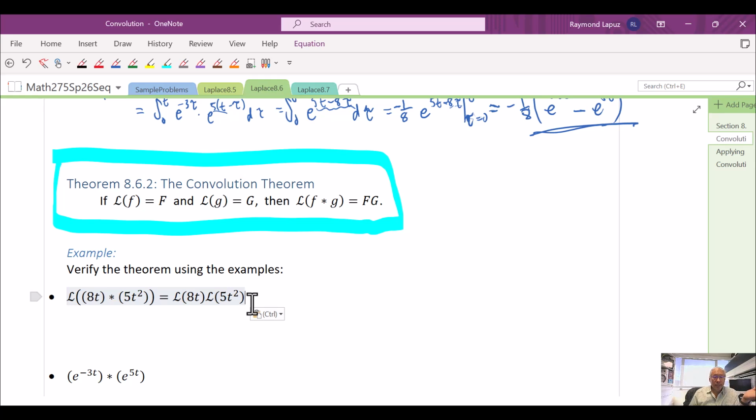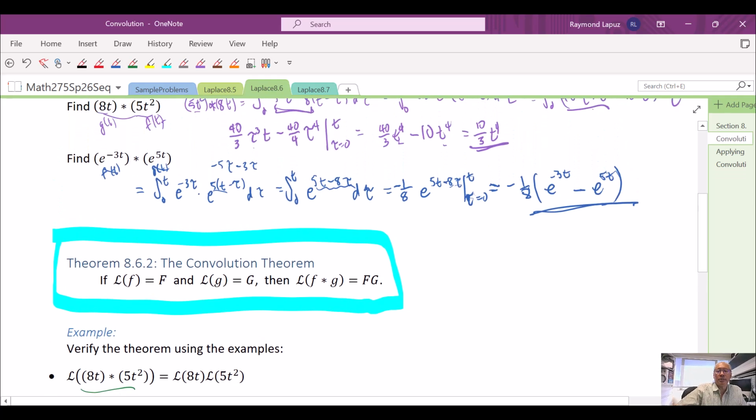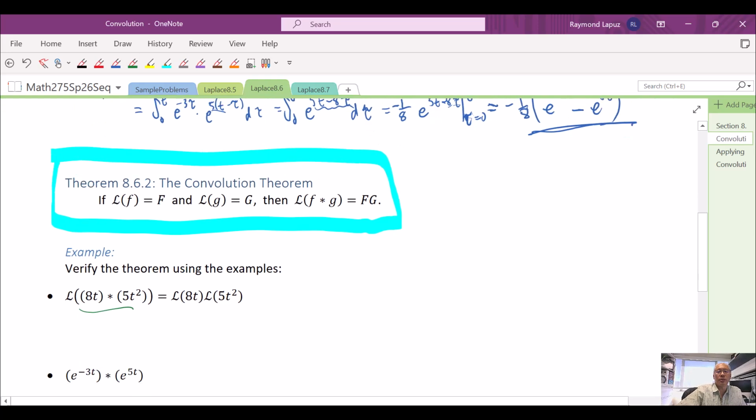So the idea is that they're supposed to be the same. These two sides are supposed to be equal to each other. The product of the Laplace transforms of each of these things is equal to the Laplace transform of this. All right, let's verify that. On the left-hand side, I'm not going to redo it because we did it over here already. This is the convolution, 8t convolution with 5t squared. You get 10 over 3 t to the fourth.